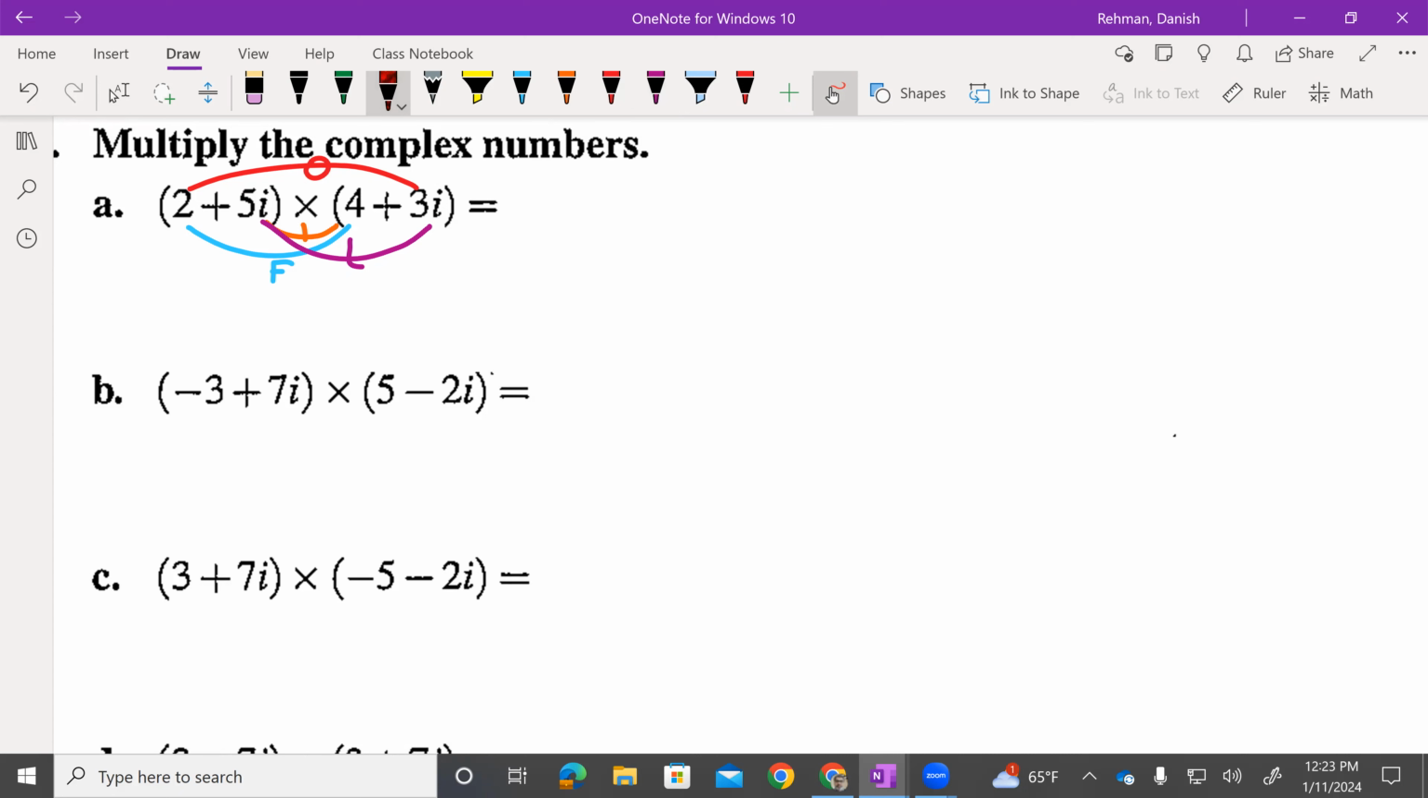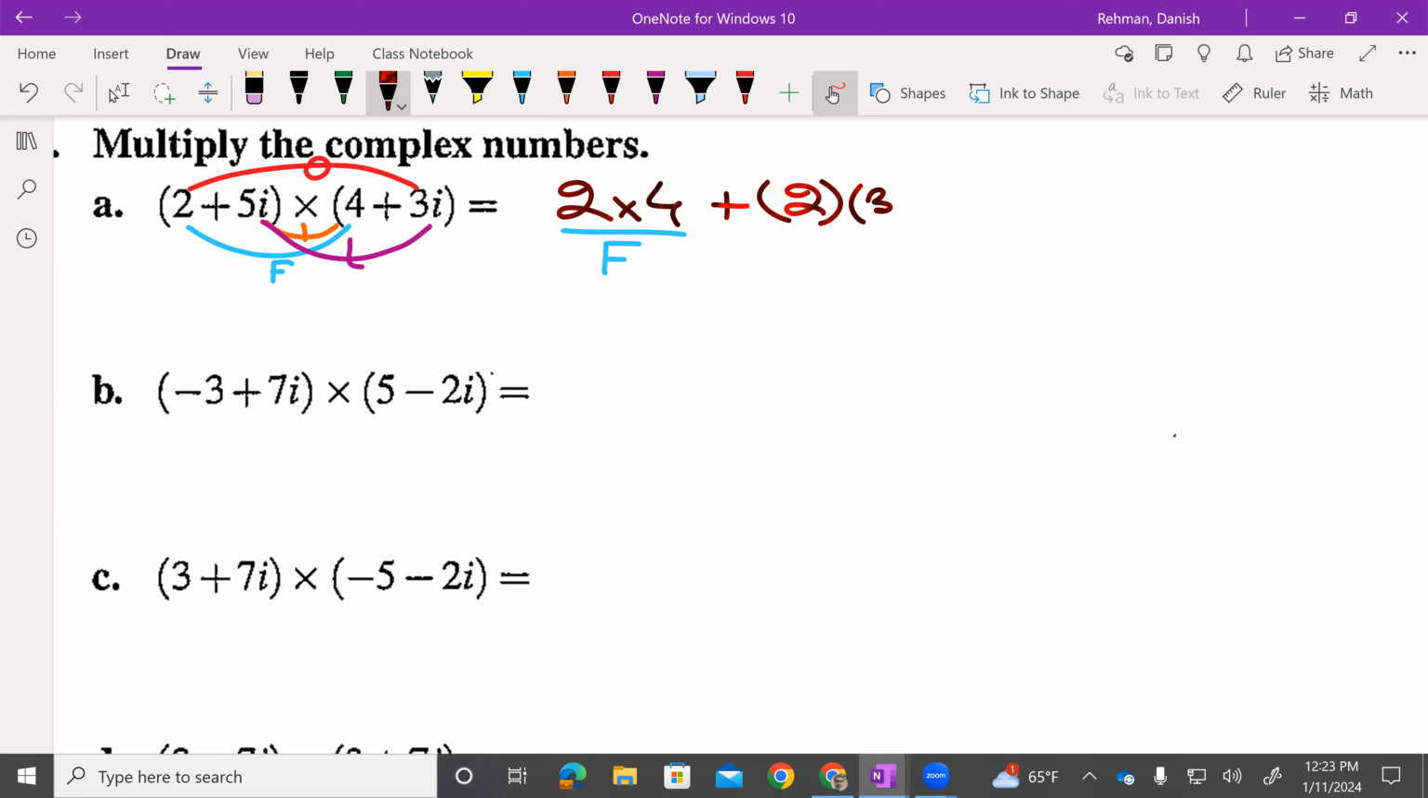Now, the first terms: 2 times 4, I will write it over here. 2 times 4, what's this? This is my set of first terms in the FOIL. Then after that, plus the outer terms. So plus, what are the outer terms? 2 times 3i. Let's put it over here.